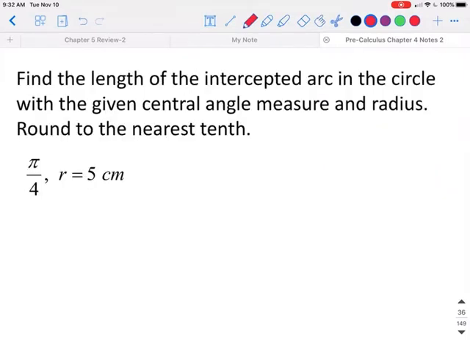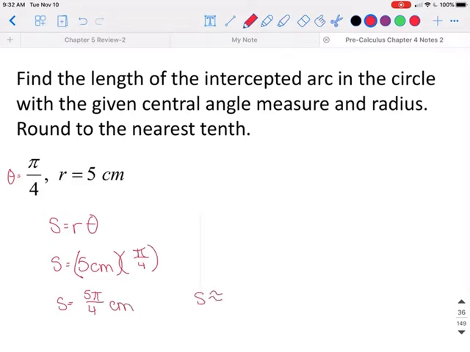Find the length of the intercepted arc in a circle with a given central angle measure and radius. Round to the nearest tenth. We know our angle measure is currently in radians, so the arc length is r times theta. Our radius is 5 centimeters. Our angle is pi over 4 radians. If we multiply those two together, we get 5 pi over 4 centimeters, or the arc length is approximately 3.9 centimeters.